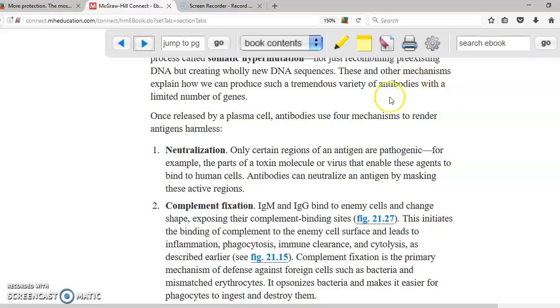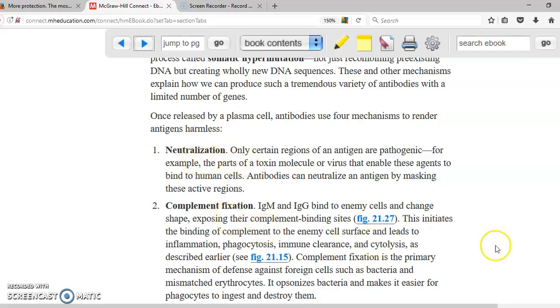So there are basically 4 mechanisms. The first one is called neutralization. In this case, the antibodies are going to neutralize the antigen by covering it. Since it covers it, then obviously the antigen will not be able to trigger an immune response.